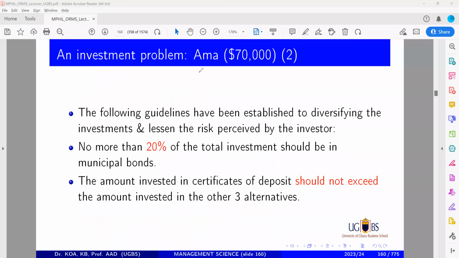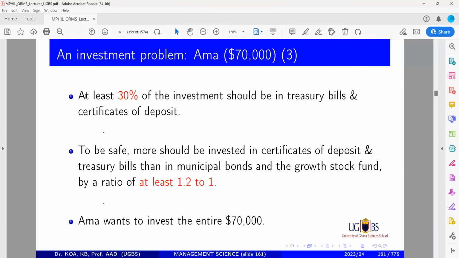Let's see our question. The next constraint is this constraint: at least 30% of the investment should be in treasury bills and certificate of deposit. Who will walk us through this formulation?